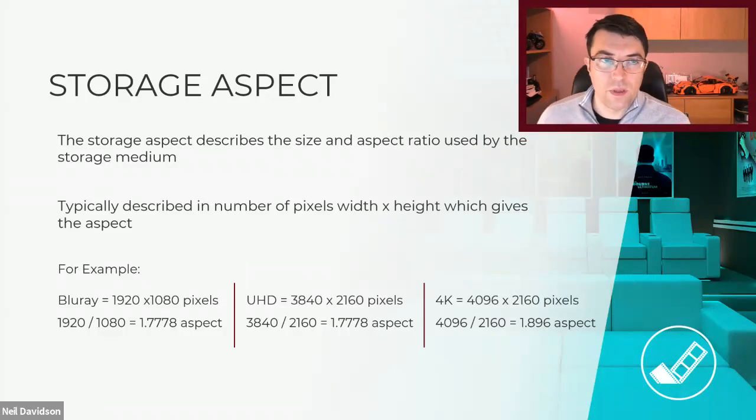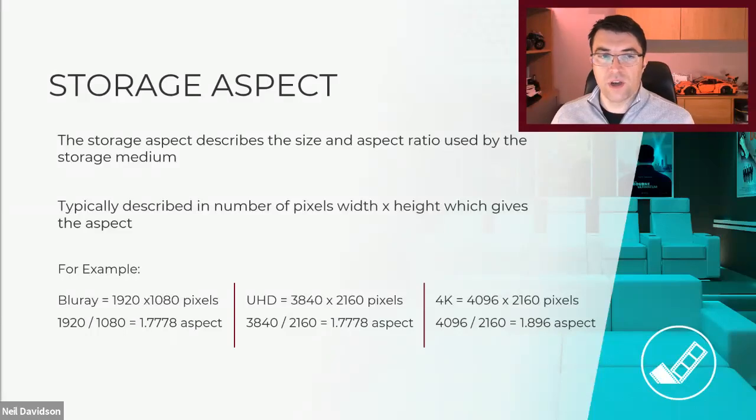So first of all, let's look at the storage aspect. The storage aspect describes the size and the aspect ratio by the storage medium. So what's a storage medium? Well, that could be a Blu-ray if we're still old school. It could be a 4K disc. It could be delivery over an Apple TV, which I think is probably the most common source that any of us see in a theatre these days.